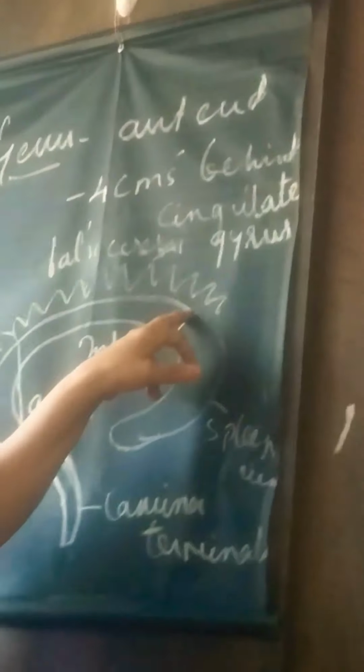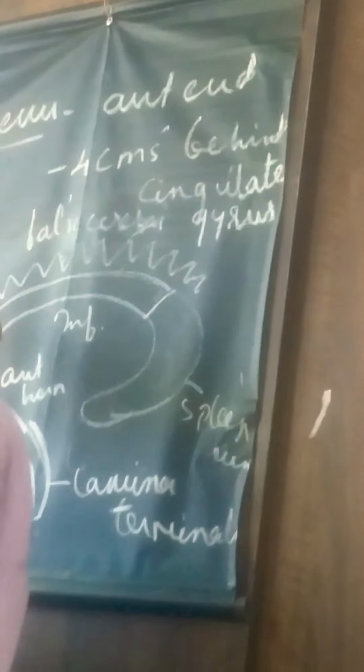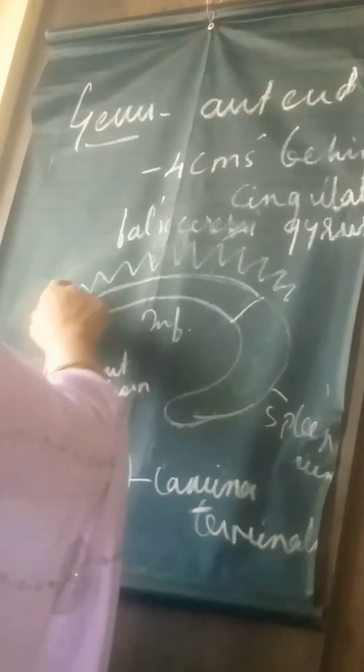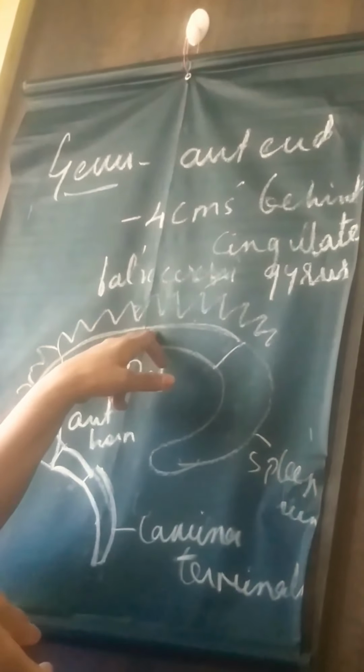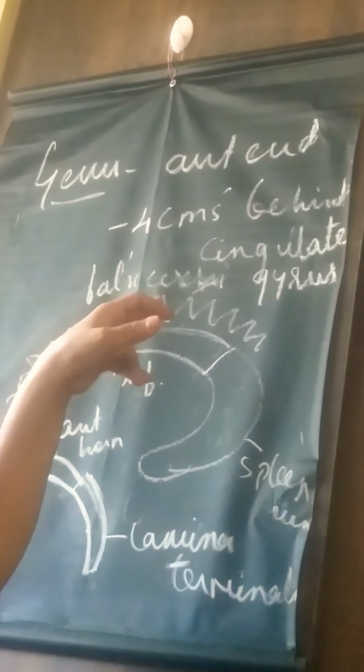So the superior surface of the trunk is convex. It is related to the cingulate gyrus, the anterior cerebral artery, and the falx cerebri. So these are the relations of the superior surface of the corpus callosum. The inferior surface of the corpus callosum is concave.